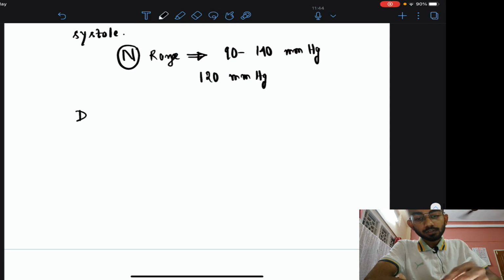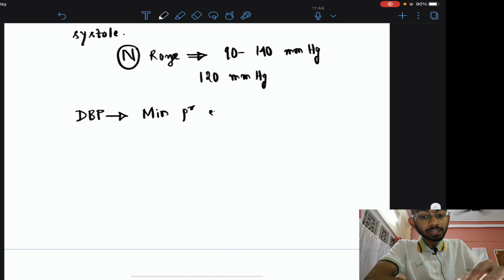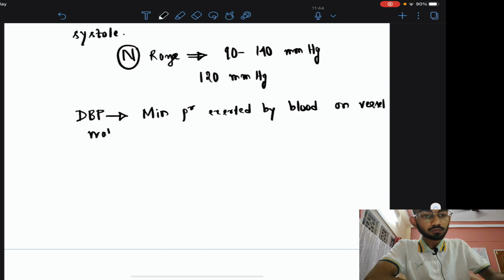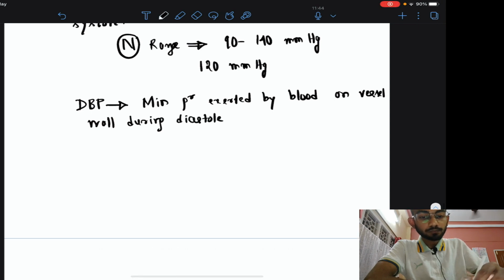Alright. So what is the another type of blood pressure? The another type of blood pressure is the diastolic blood pressure. It is the minimum pressure exerted by blood on its wall, on vessel wall during what? Diastole. The most important point to be noted is it is the minimum pressure exerted by blood on vessel wall during diastole.